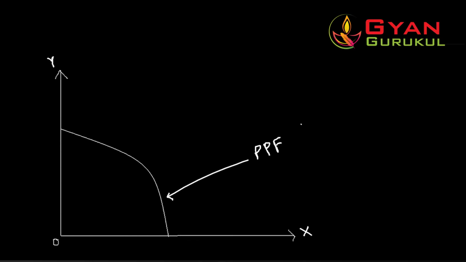And for this purpose we have taken an economy which is very simplified. In this economy, there are only two products produced. What are the two products? They are product X and product Y. And there are two consumers only, one is consumer A and one is consumer B.